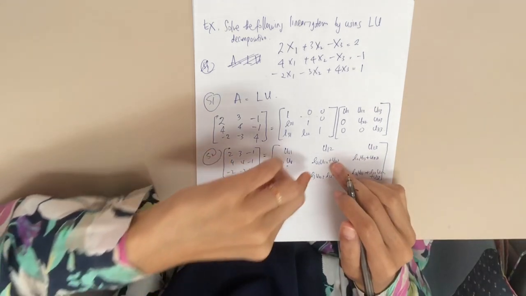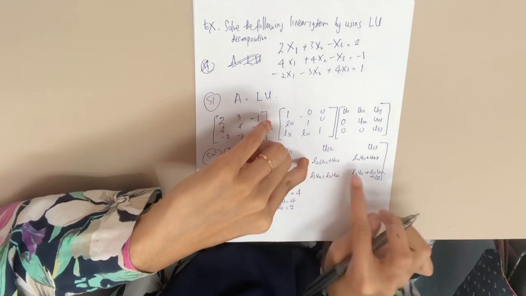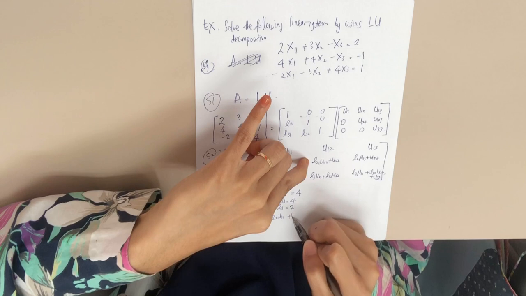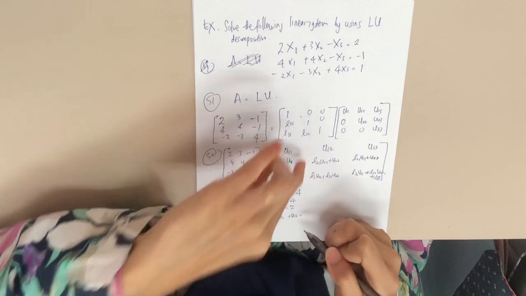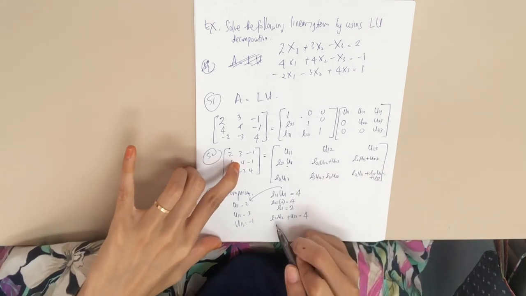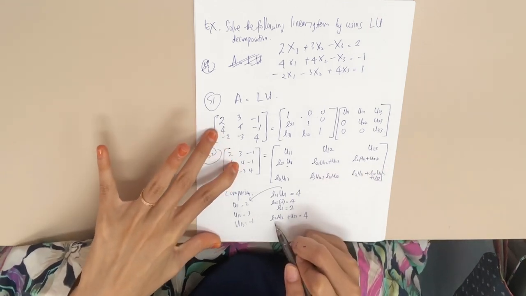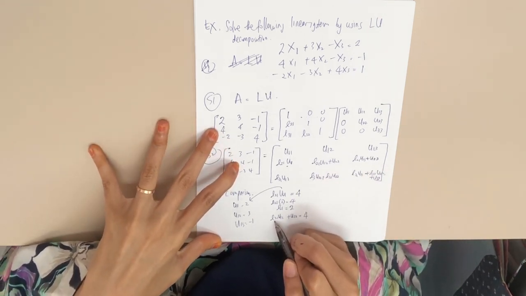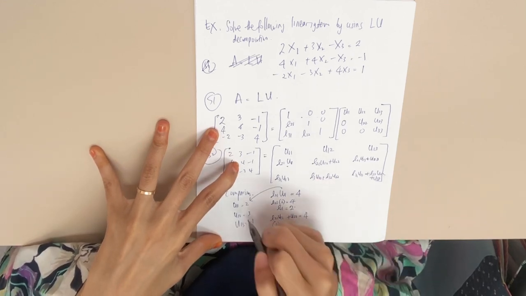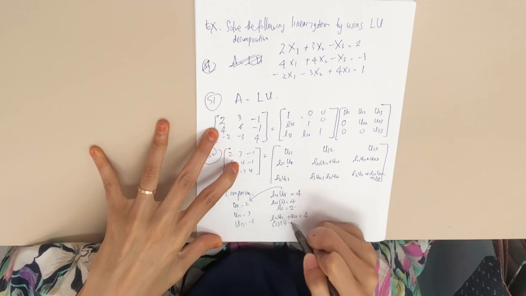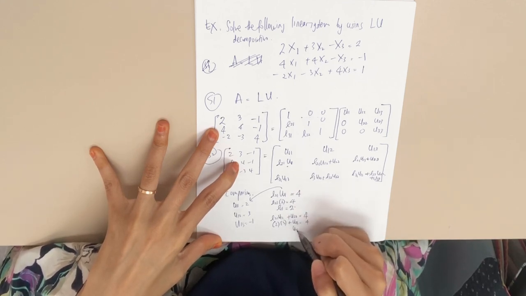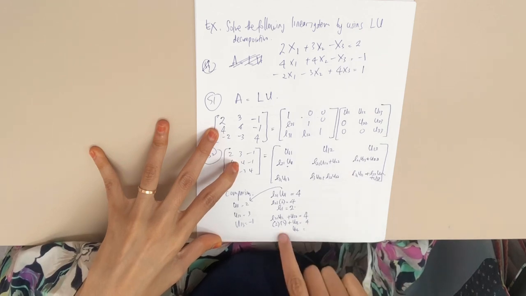Then you proceed to the second column. L21 U12 plus U22, and this equation is equal to 4. You do the same thing: fill in all the values that you already have. L21 you already have as 2, so just substitute 2. U12 you already have as 3. You just need to find U22. So what is your U22? 4 minus 6.